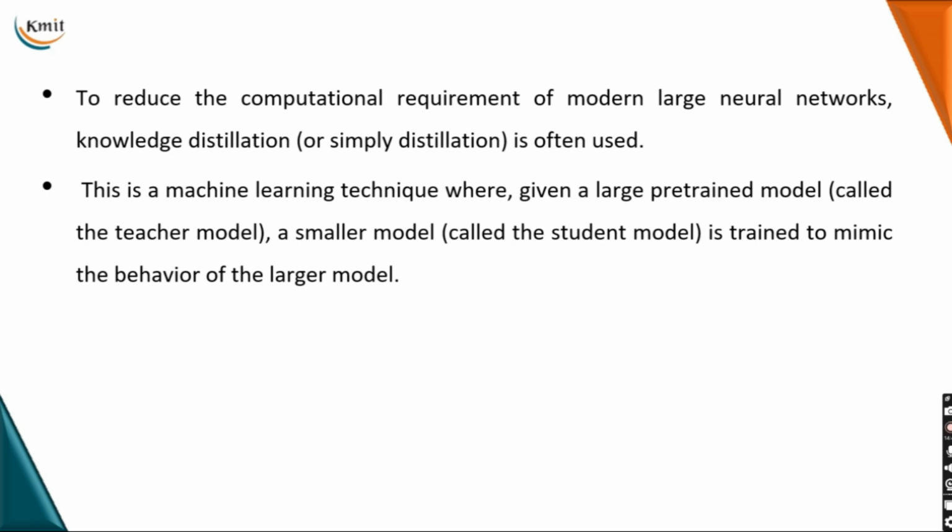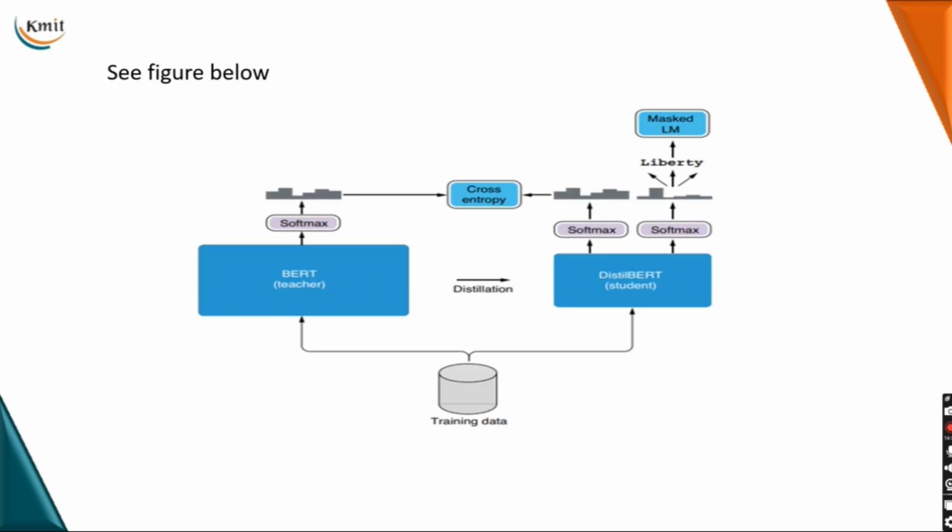Okay, in those cases we use this model which is called DistilBERT. This is simply a machine learning technique where, given a large pre-trained model, which we call the teacher model, a smaller model called the student model is trained to mimic the behavior of the larger model.